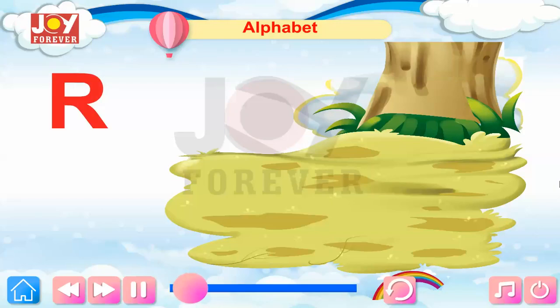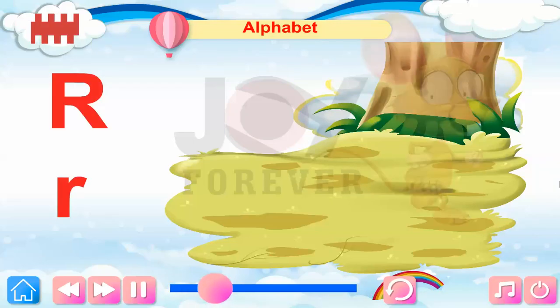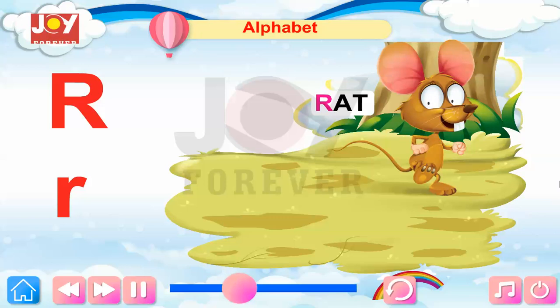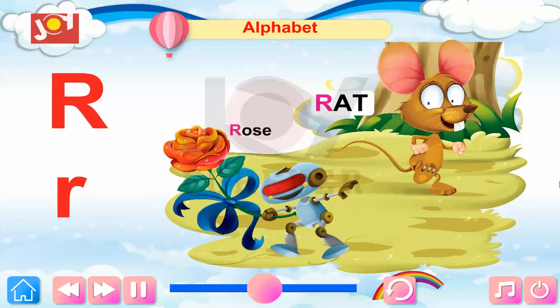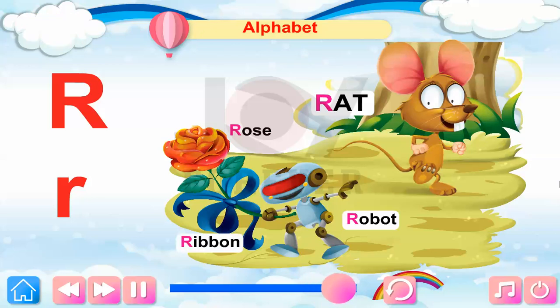Capital R, small r. R for rat. R for rose. R for robo. R for ribbon.